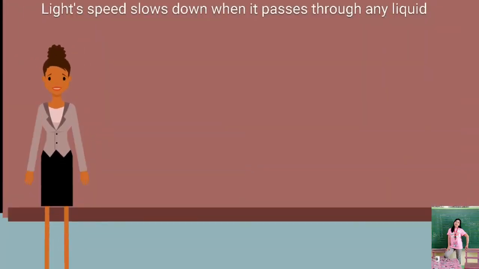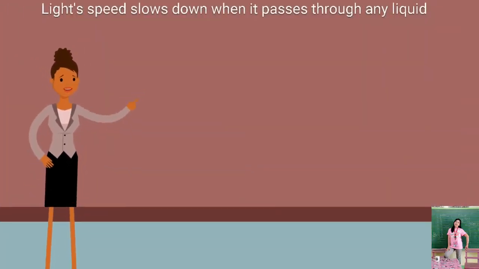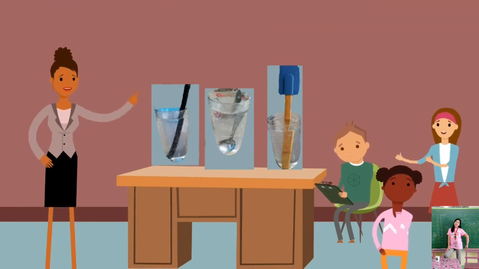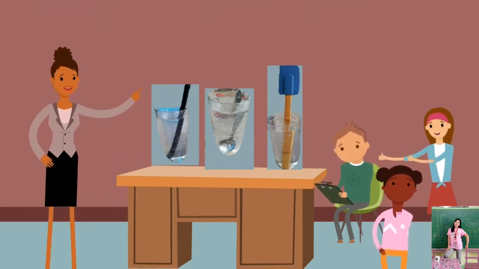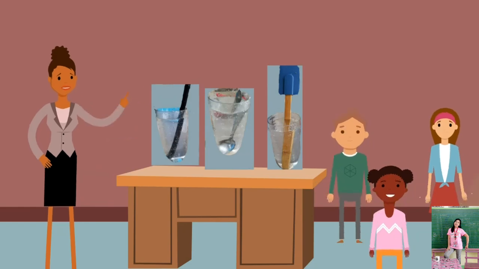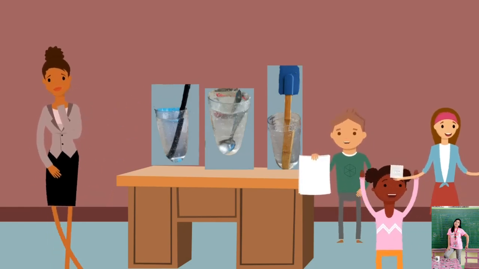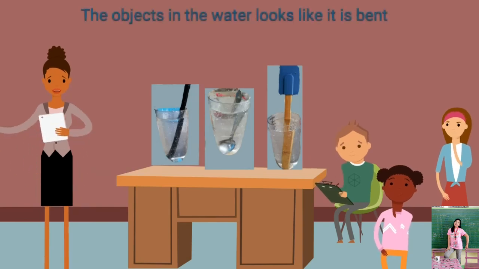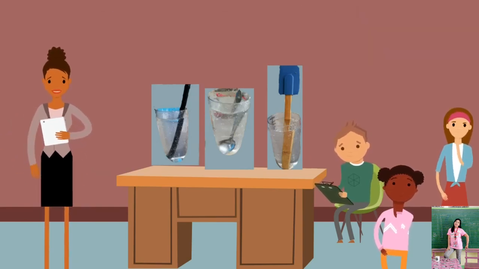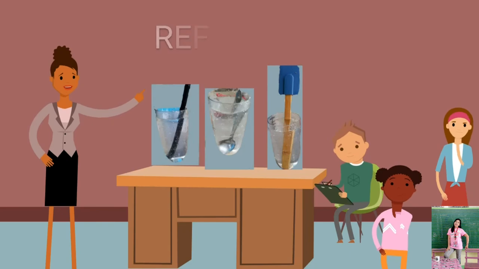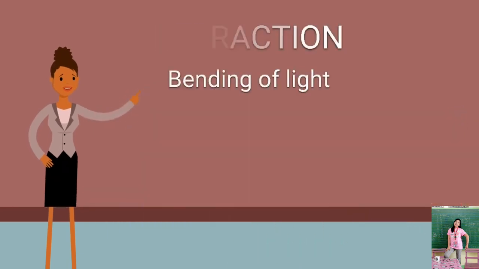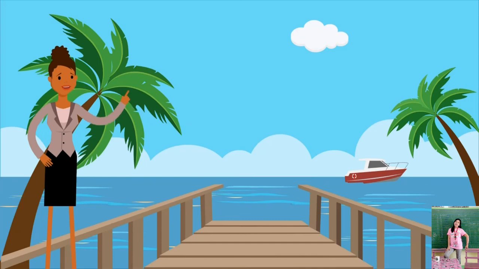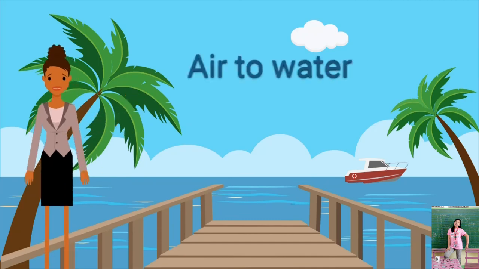the sun hits the tiny raindrops after the rain and bends into different rays and angles and reaches our eyes. When light passes through any liquid, its speed slows down. That is the reason why when we put a spoon or a straw or anything inside a glass of water, it appears to be bent. That's the result of refraction. Refraction is the bending of light as it travels from one type of material to another, like from air to water.